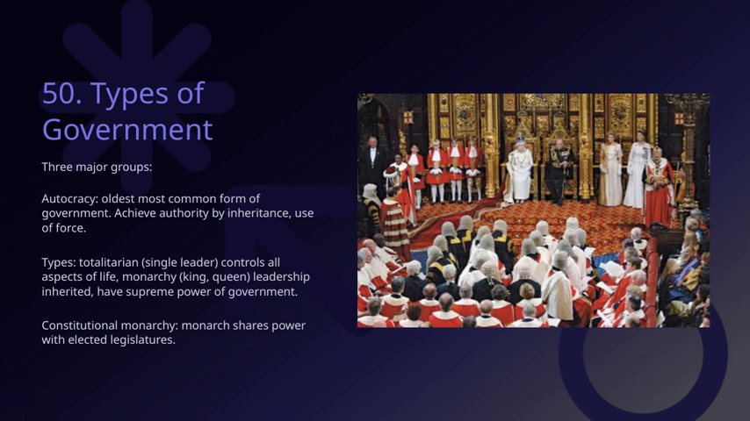Now, let's talk about autocracy, which is actually one of the oldest and most common forms of government. Autocratic systems achieve and maintain authority primarily through inheritance or the use of force, rather than through democratic processes. Broadly speaking, there are three major groups of government structures, but the key takeaway here is understanding how power is acquired and maintained, whether through shared power, inheritance, or force. Recognizing these distinctions helps us see how different governments operate and influence the lives of their people.